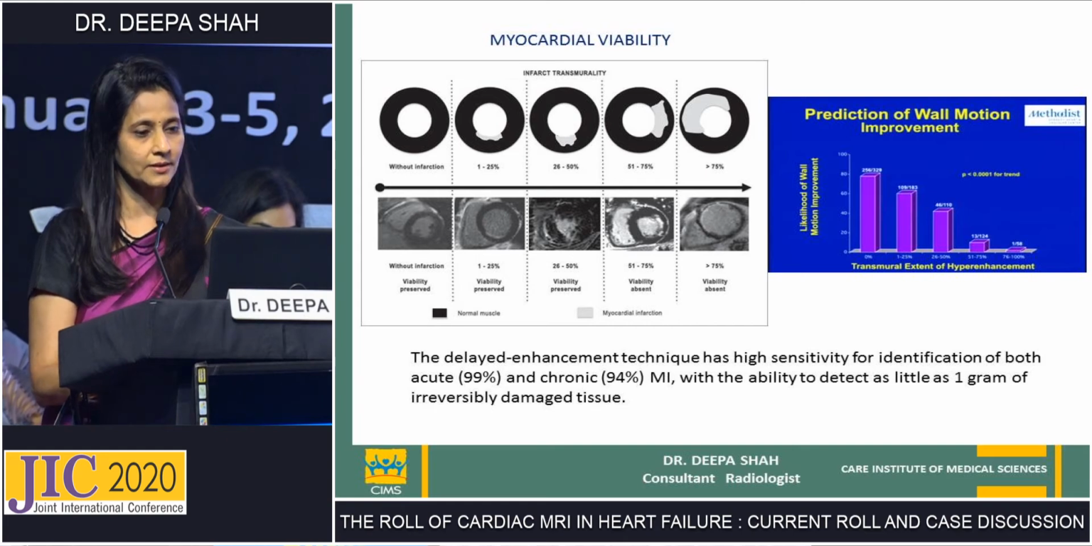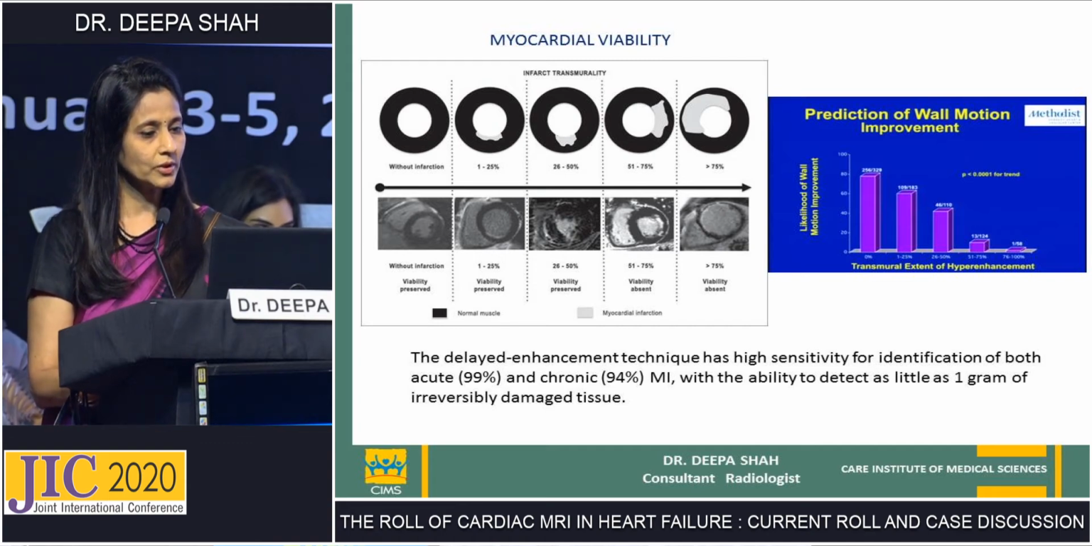In clinical management of patients with congestive heart failure caused by CAD, accurate assessment of myocardial viability is crucial to guide the treatment. This is because revascularization of dysfunctional but viable myocardium can improve ventricular function and long-term survival. These are the delayed enhancement images, and this is the area of infarct.